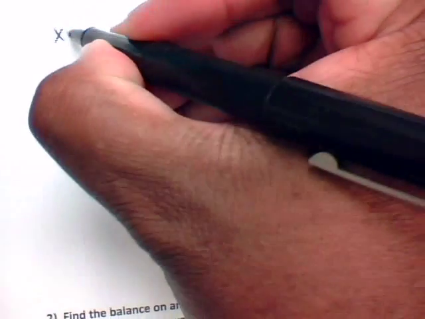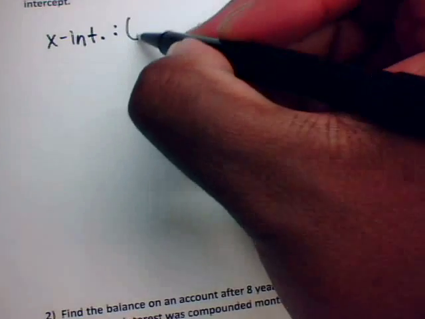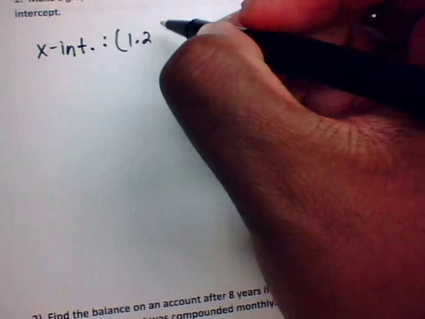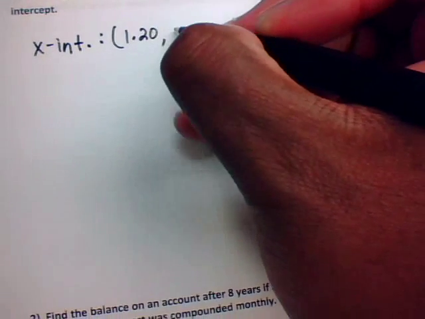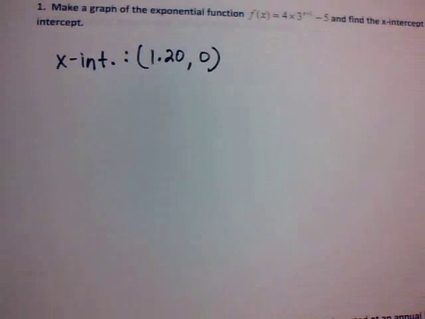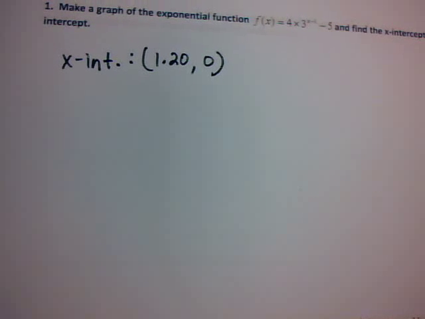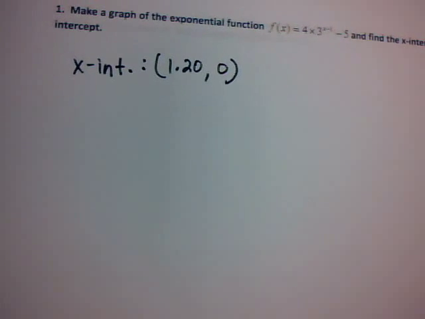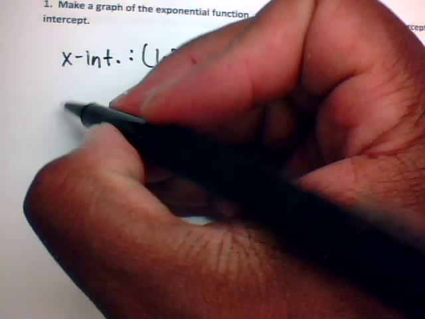So in this case, our x-intercept would be 1.20 and 0. I'm sure they just want x is equal to 1.20 for an answer. Now let's find the y-intercept.